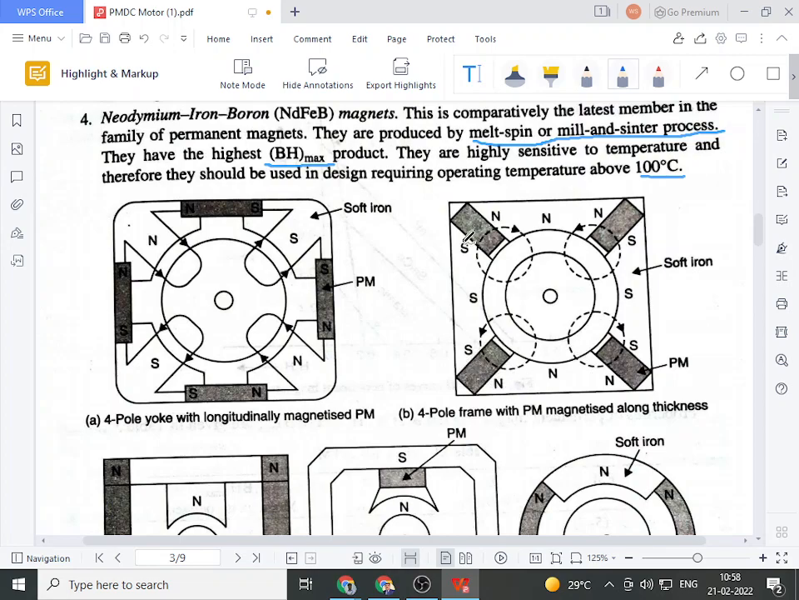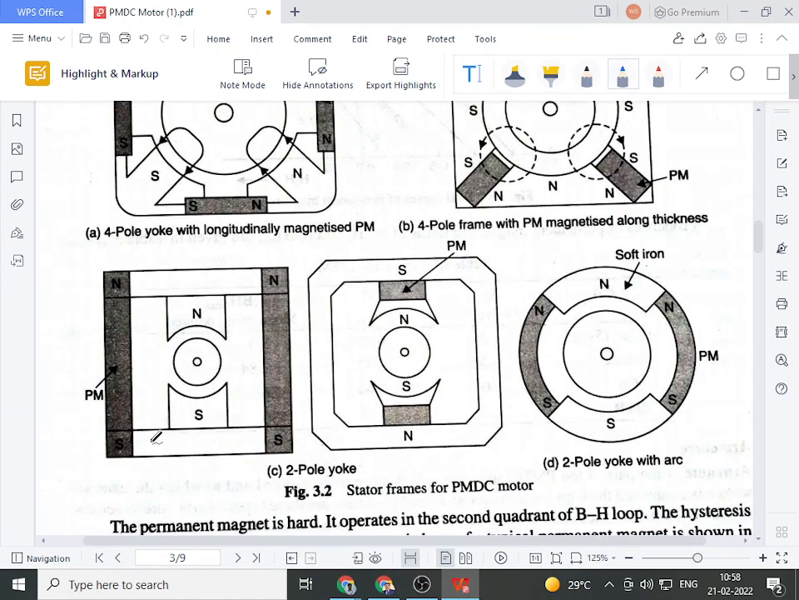Whenever we place these permanent magnets at the side, then this is another type of stator structure. Then there are different 2 pole structures. Here we use 2 magnets on 2 sides of the stator. So this is the 2 pole structure.